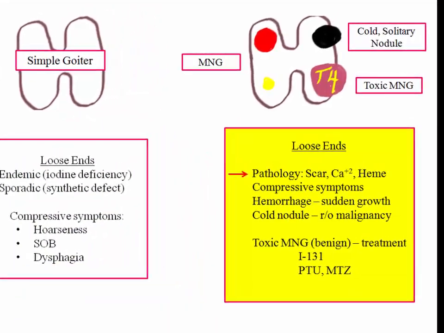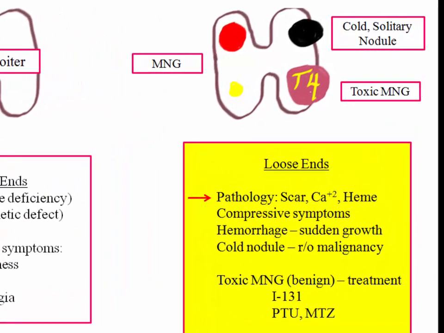As for multinodular goiter, be aware of the following. The pathology can include descriptions of fibrosis, calcification, or hemorrhage. The patient may have compressive symptoms, just as reviewed. They can hemorrhage into a pre-existing nodule. These patients present with sudden onset of a large new nodule. The patient may have a cold or hypofunctioning nodule, as we'll discuss shortly.